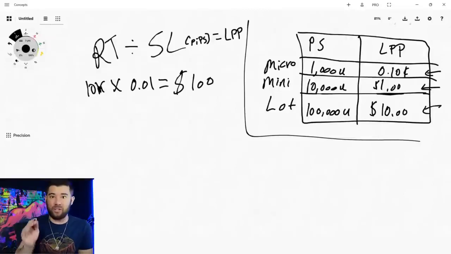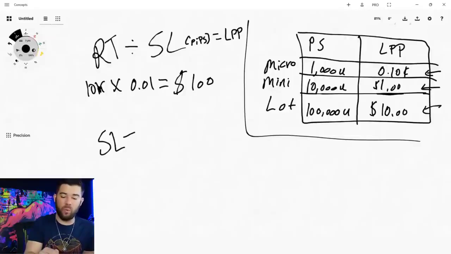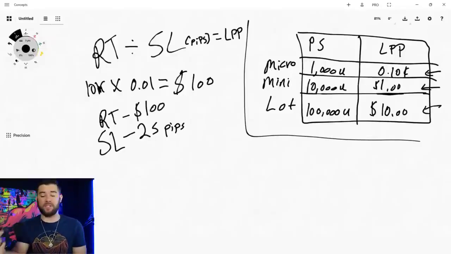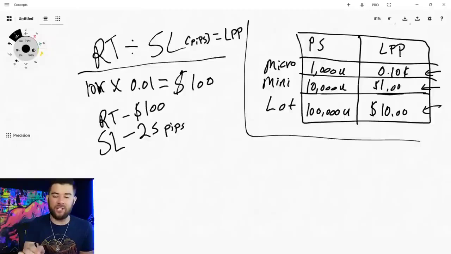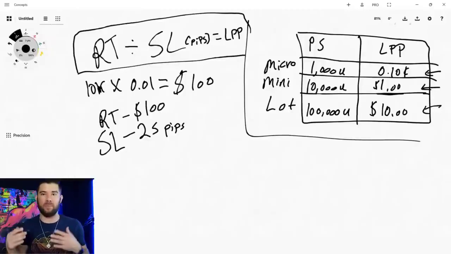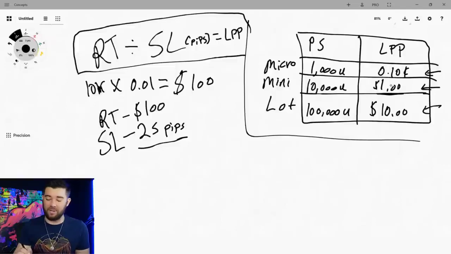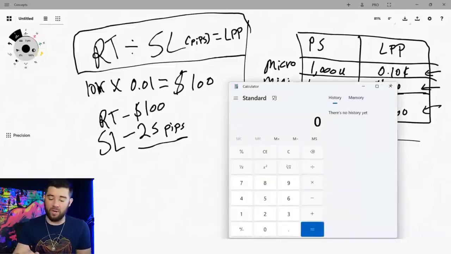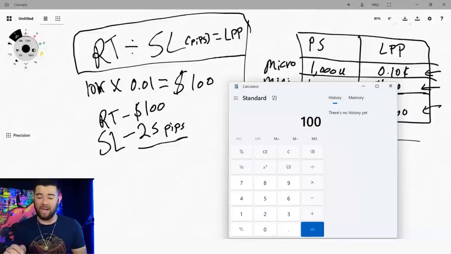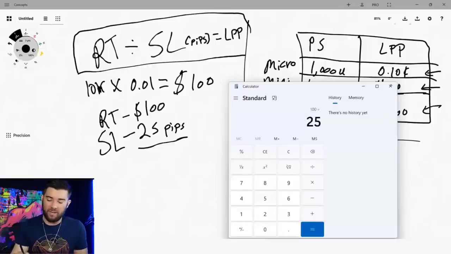And let's say for this specific trade, our stop loss is 25 pips. So our risk tolerance is $100 and our stop loss is 25 pips. Now, see if you can do the math really quickly, using this equation to figure out what our losses per pip can be in order for us to be risking $100 on a trade where we have a 25 pip stop loss. We can do this on a calculator really quickly. We have a $100 risk, that's our risk tolerance, divided by the amount of pips in our stop loss, which is what? 25. That gives us 4.